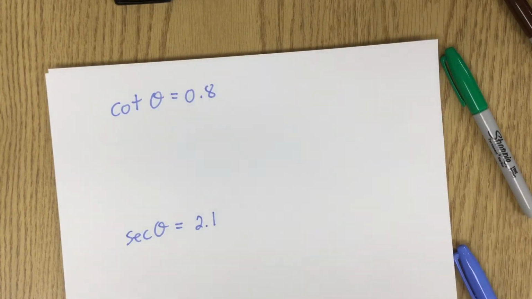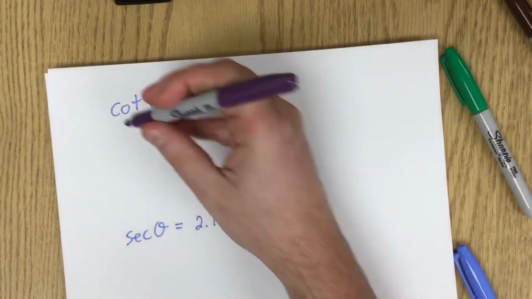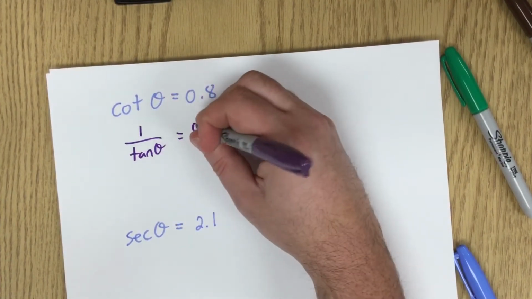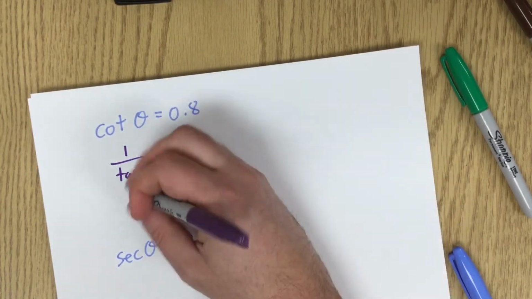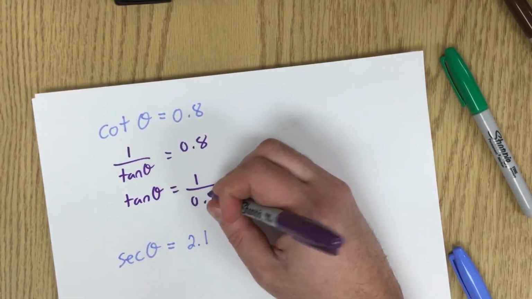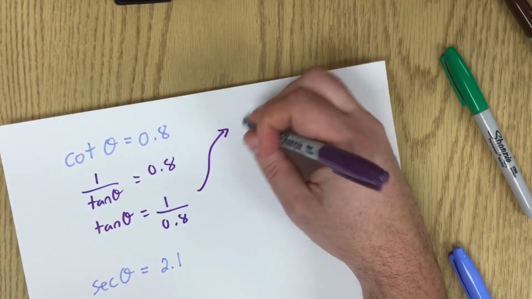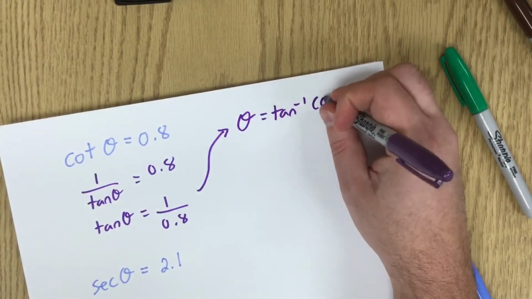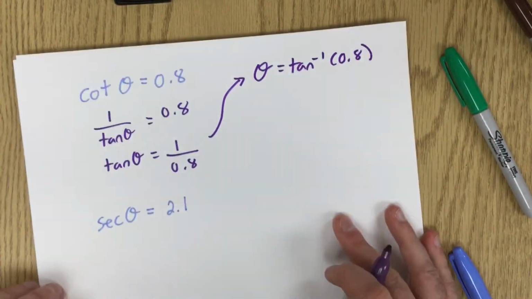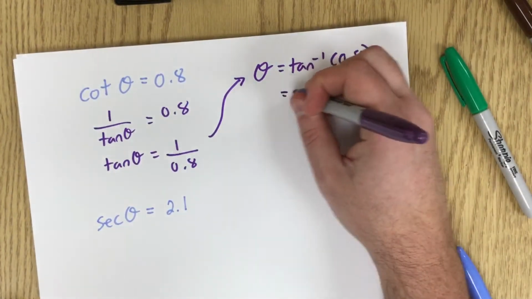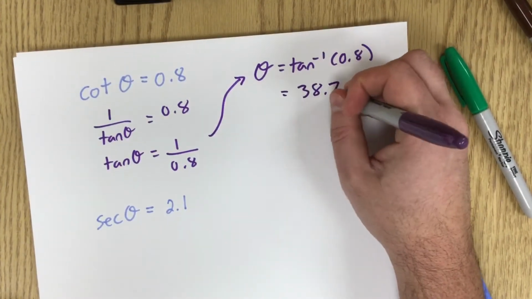Okay, so if the cotangent of theta equals 0.8, then 1 over tangent equals 0.8. So tangent of theta is 1 over 0.8. So theta is the inverse tangent of 0.8. Inverse tangent of 0.8, and I got 38.7 degrees.